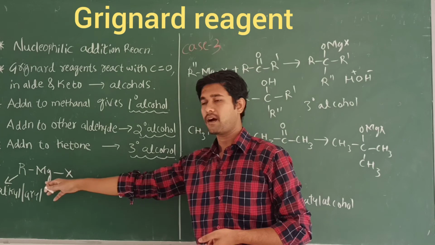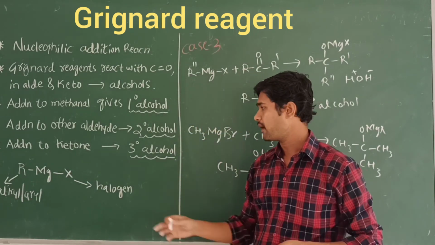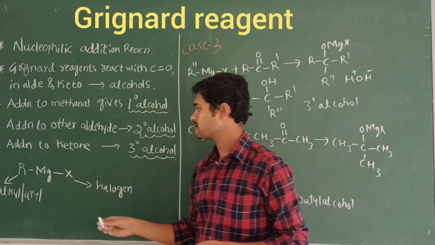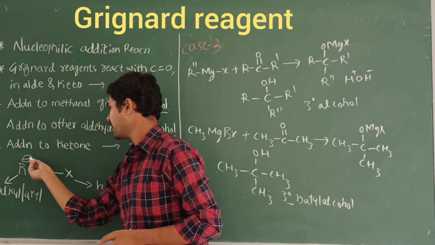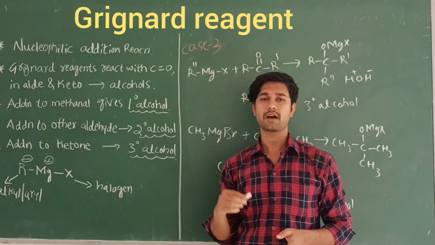The last one is R MgX. R is nothing but either an alkyl group or an aryl group, and X, you know, is a halogen. I will also write this as a nucleophile with a negative charge and this as a positive charge. So this nucleophile will attack the carbonyl function.